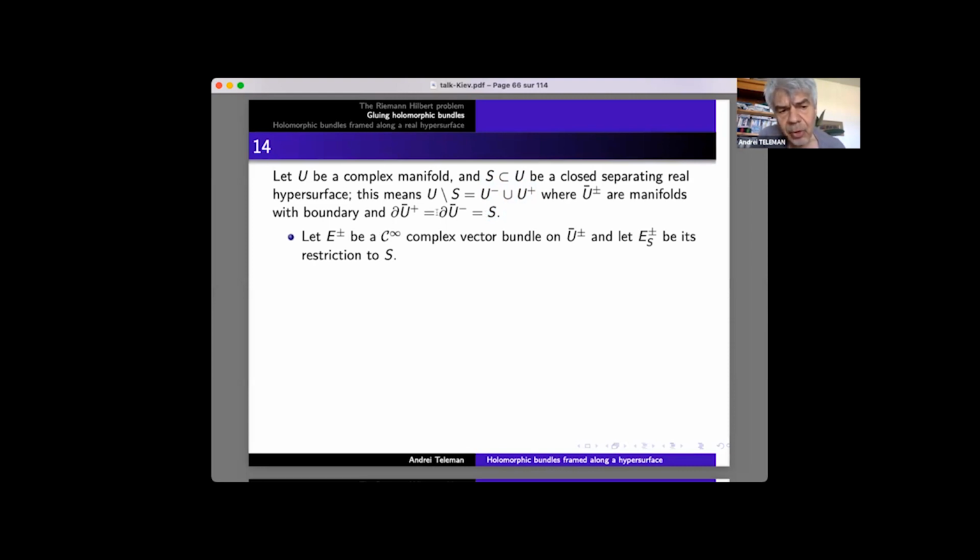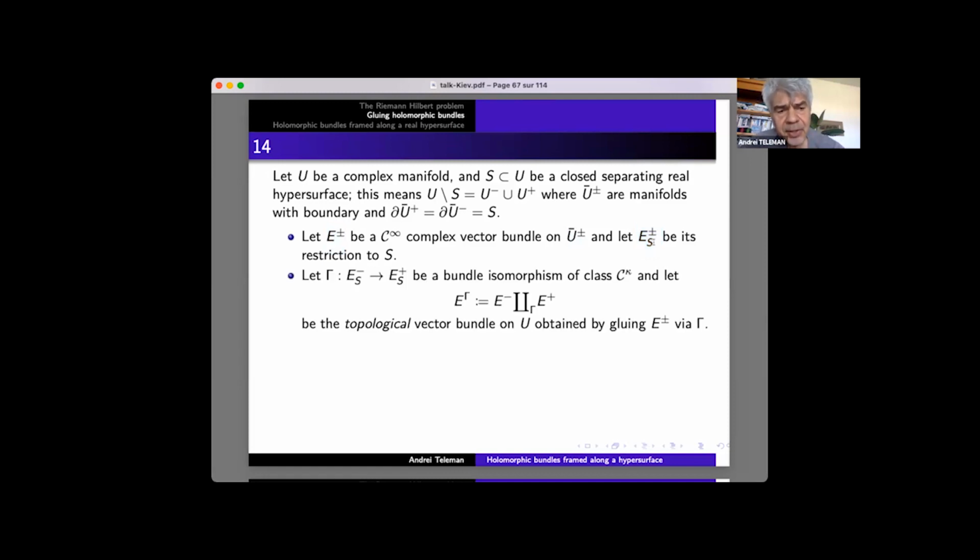And now on any manifold with boundary obtained in this way, U plus and U minus, I consider a C infinity complex vector bundle denoted E plus and E minus, and I also consider the restriction to S, denoted with the subscript S. Now, I consider a bundle isomorphism gamma between the two restrictions, a bundle isomorphism of class C kappa, the same Hölder differentiability.